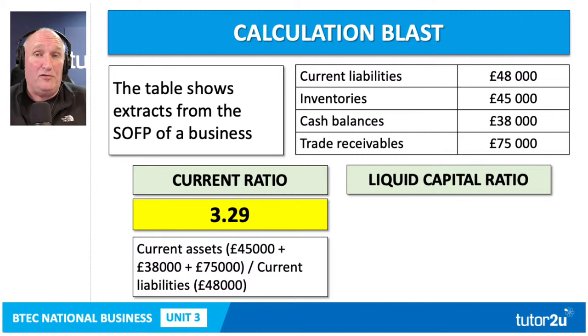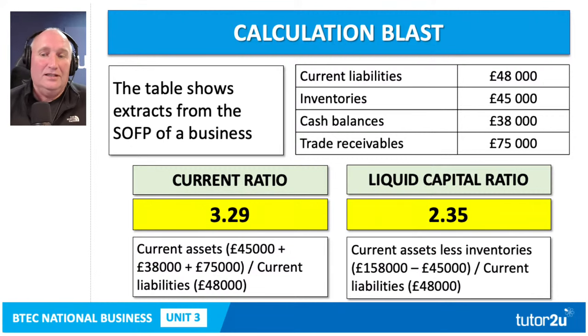Now, we said, didn't we, that the liquid capital ratio is a more stringent test. It's meant to say, well, what happens if we can't turn inventories into cash? Are we still able to pay our way? So we just basically exclude inventories. Well, there are two ways of doing it. Either take your current assets total and take inventories away, or ignore the inventories and just add together the cash balances and the trade receivables. It comes to about 113,000, I think. Yeah, that sounds right. And again, we're still dividing by current liabilities. So that gets us to 2.35 or 2.35 to 1. Another way of expressing the ratios.